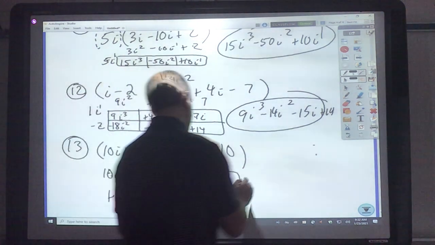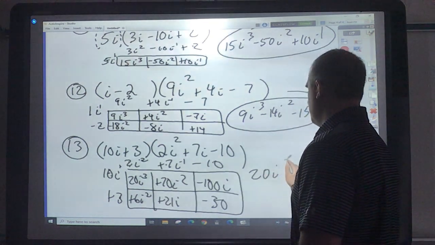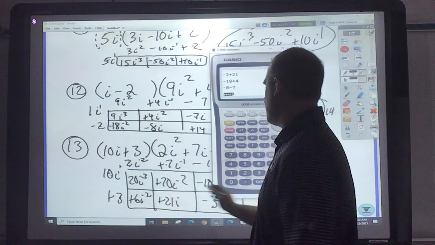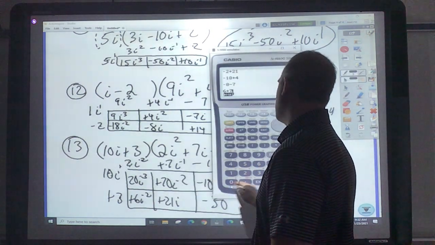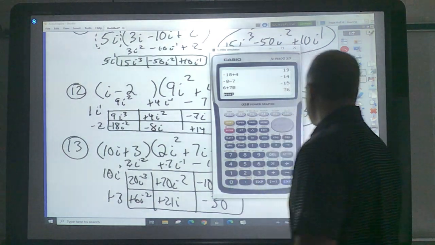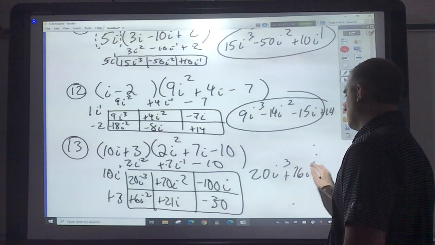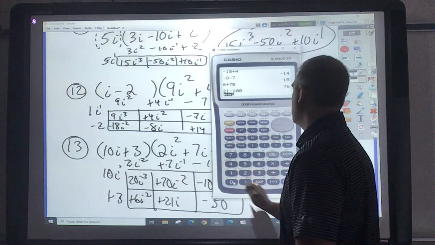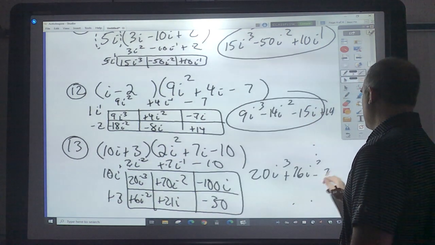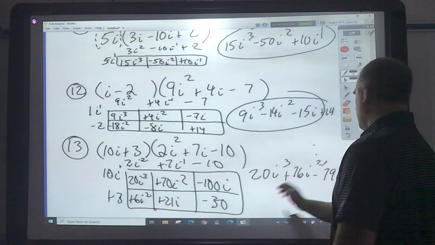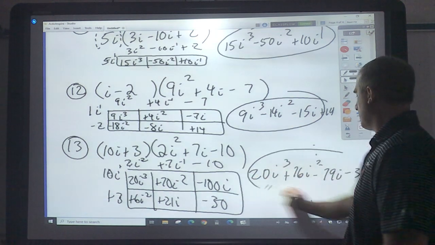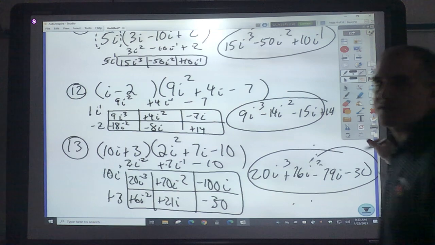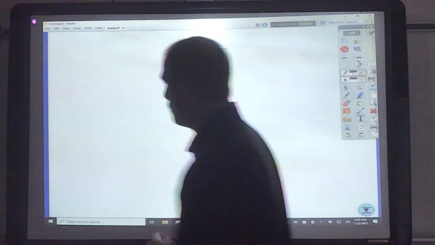Okay, so I got 20 I cubed. That's going to be 6 plus 70, which would be 76 I squared. 21 minus 100 would be negative 79 I. And then minus 30 there. All right, let's go on to the last type of multiplication.